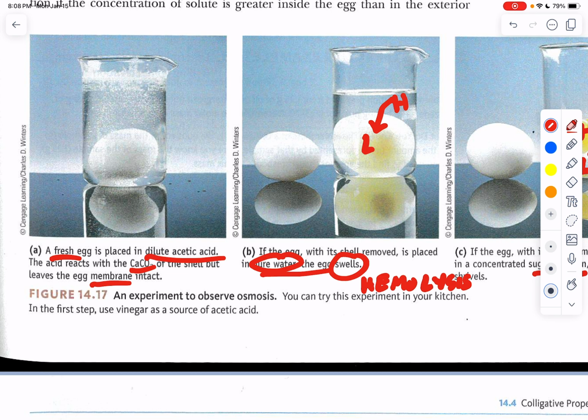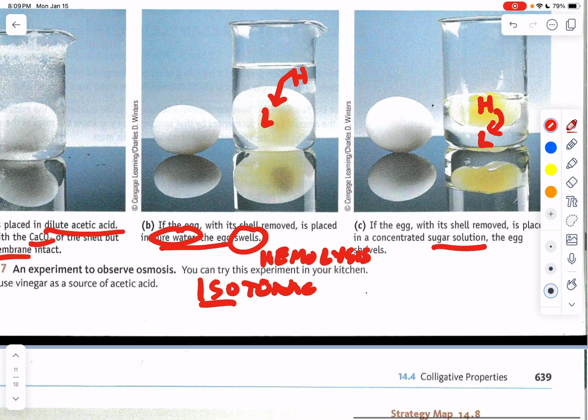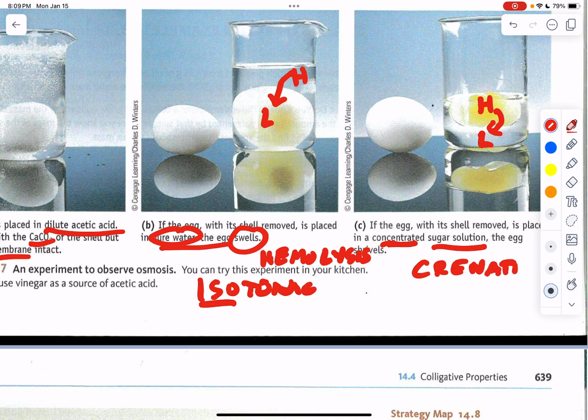And that's why your IV solution needs to be isotonic with your blood, which means to have the same concentration as your blood has, colligatively speaking. And over here, if you think of the egg as being a cell, and if your IV solution is too concentrated, has a higher concentration than the blood itself, then the water is going to flow out of your blood cells, and they're going to shrivel up, which will destroy the cell. And the vocabulary word for that is crenation.